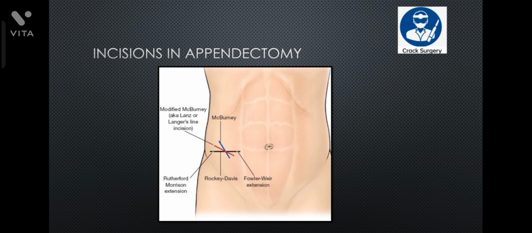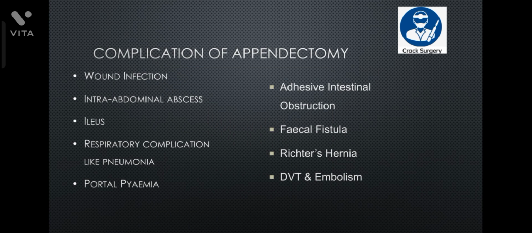Complications of appendectomy: most common complication of appendectomy is wound infection. Second is intra-abdominal abscess. Third is ileus. Fourth is respiratory complication like pneumonia. Fifth is portal pyemia. Sixth is adhesion intestinal obstruction. Seventh is fecal fistula. Eighth is incisional hernia. Ninth and last is DVT and embolism.